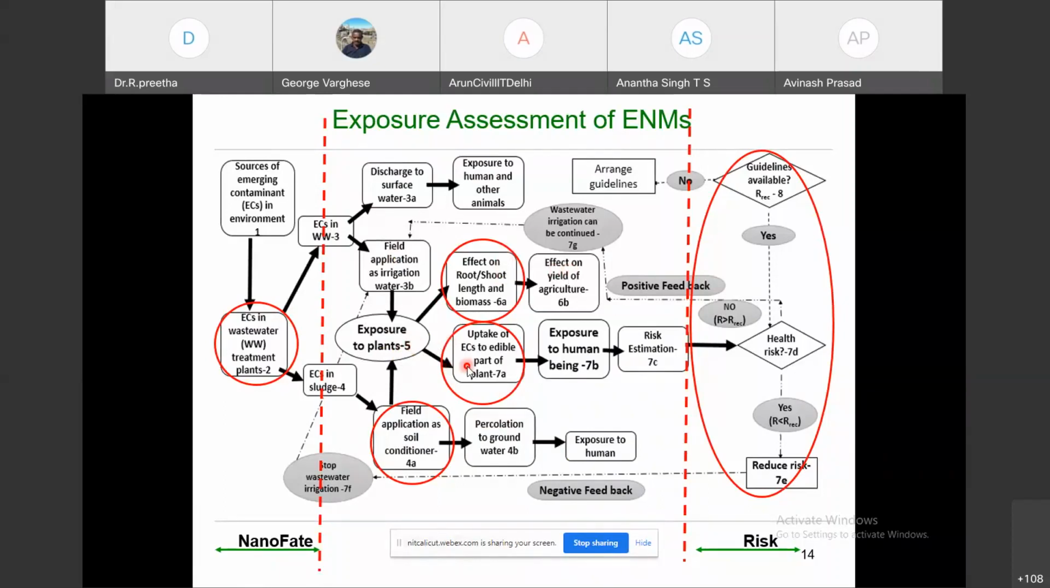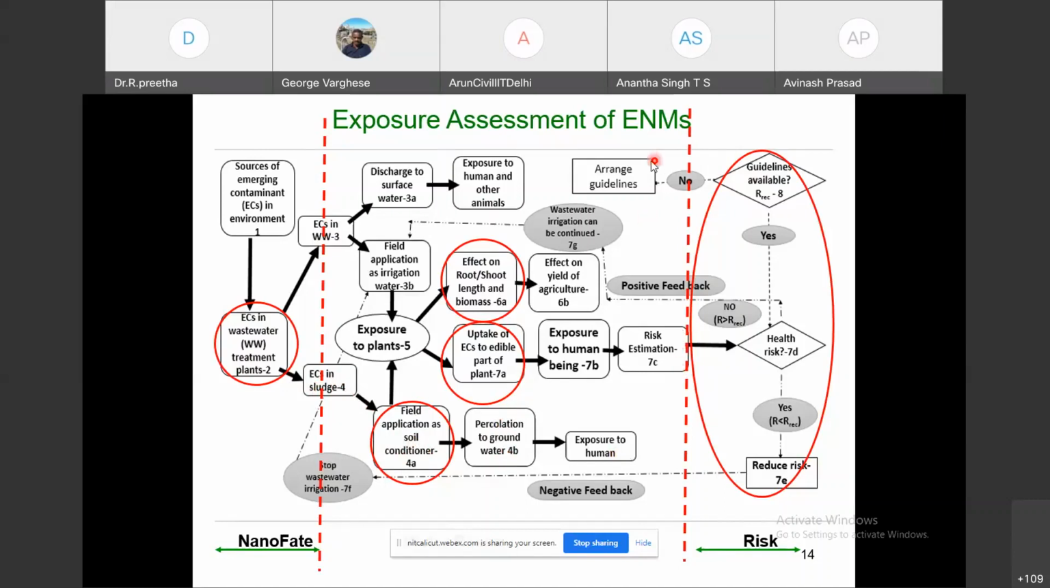If some contamination is accumulated in the plant, and that plant is an edible plant, then there is a chance of human exposure. If you are using sludge and the sludge has some nanoparticles, antibiotics or remaining pathogens, and you apply it to the field because the sludge has nutrients, then these are applied on your soil. Depending on your leaching conditions, these things can come and impact your groundwater and soil, and there is a chance of human exposure.